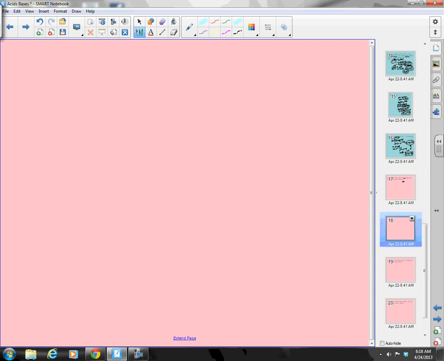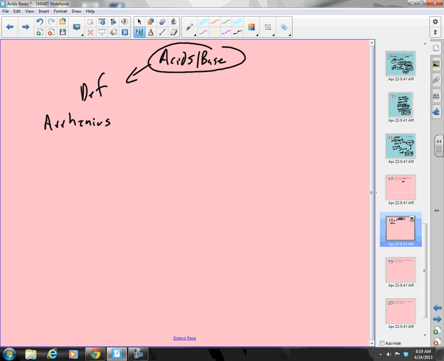Okay, let us hit some notes, all right? Acids and bases, and let's do a quick review. We talked about definitions, right? We talked about two, the Arrhenius, which has to do with increasing hydronium concentration or increasing hydroxide concentration. Then we talked about Lowry-Bronsted. Acids are proton donors, and bases are proton acceptors.